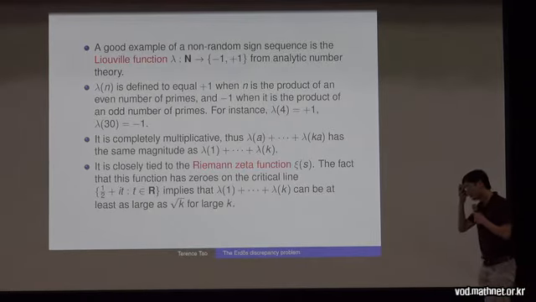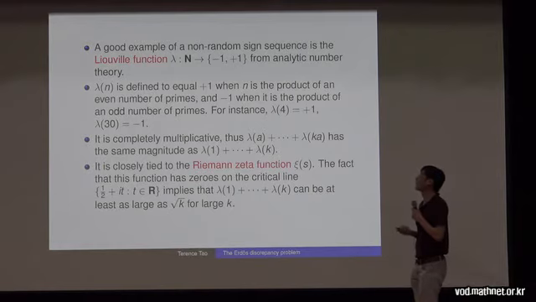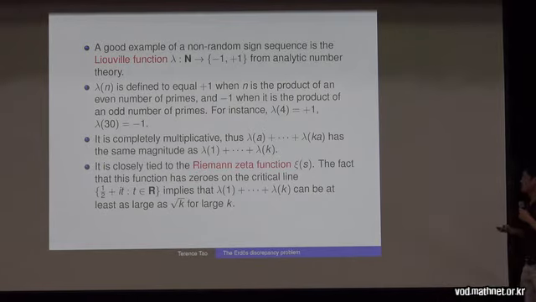So what are some non-random sequences of low discrepancy? Here's one example which actually isn't sub-random, at least we don't believe it to be sub-random. It's about the same size as the random function, but this will be an important function later.